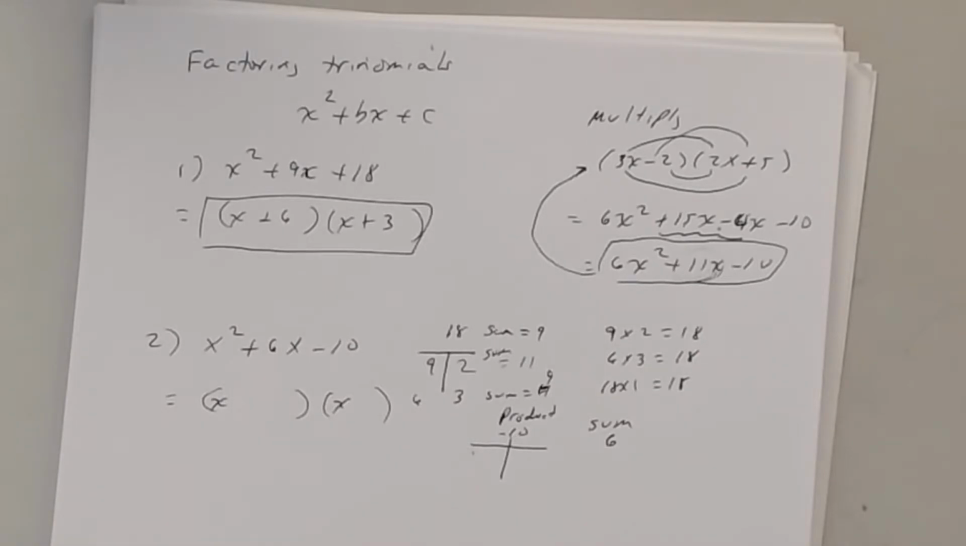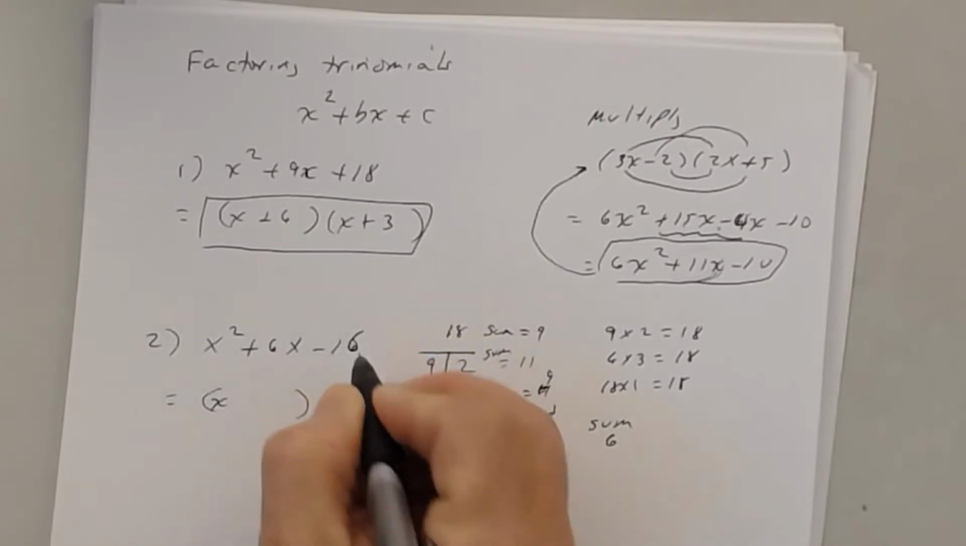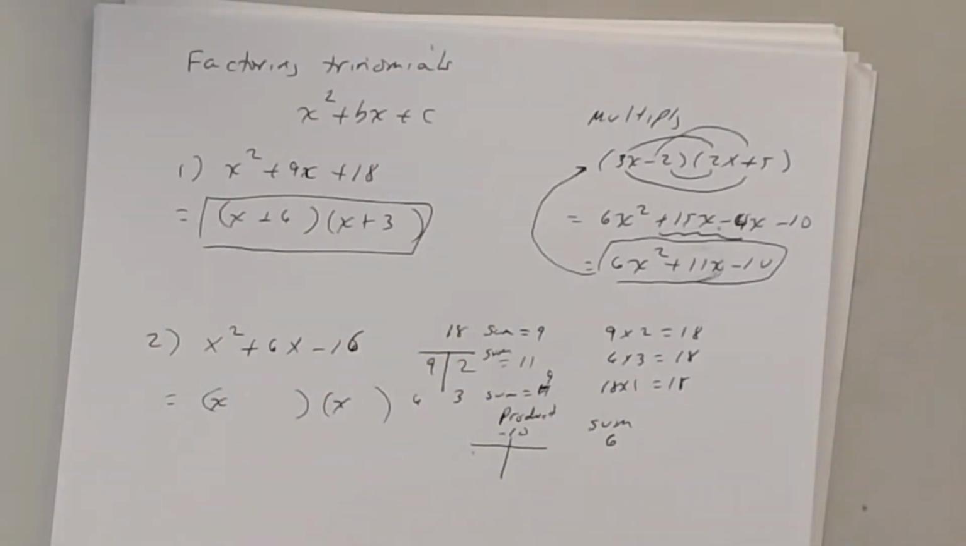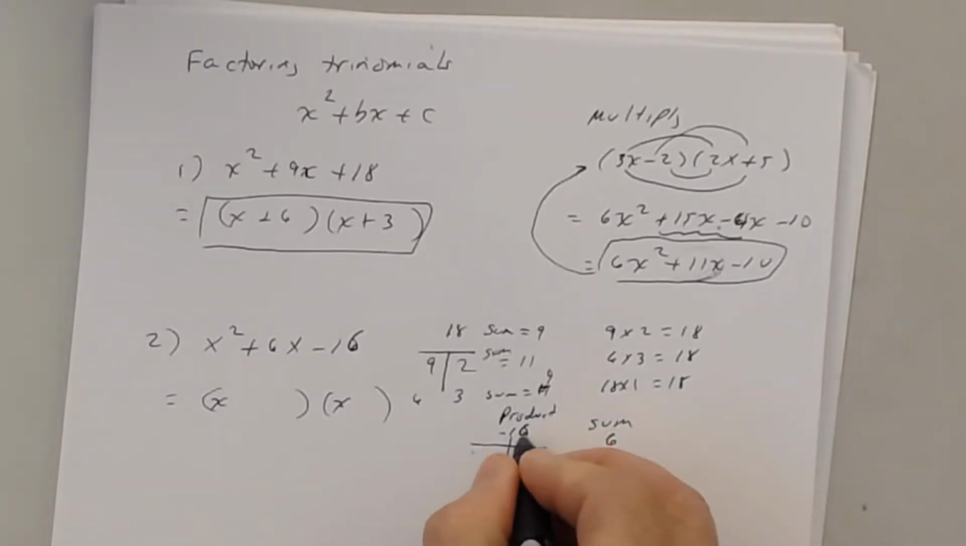Oh, okay. You know, sometimes I can't read my own handwriting. That's not going to work. I think this will work. That's 16? That's a 16. Yeah, it looked like a 10 when I was looking like this. So give me two numbers whose product is what? Negative 16, and whose sum is 6, right? Positive 8 and negative 2.